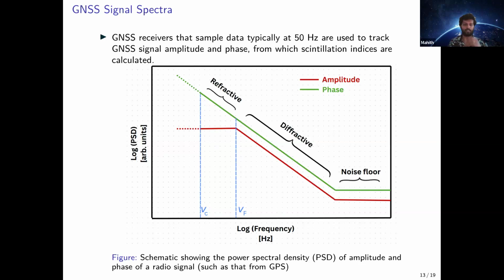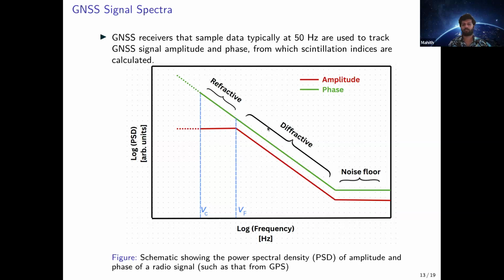Okay? And if you take the Fourier transform and make a power spectral density of the received amplitude and phase, this is how they look. So it's a power law. It would have a power law behavior. So the red is amplitude, and the green is phase.